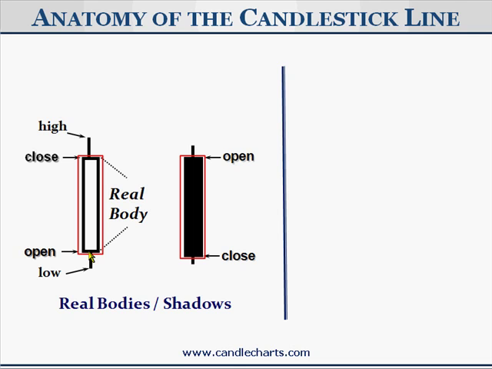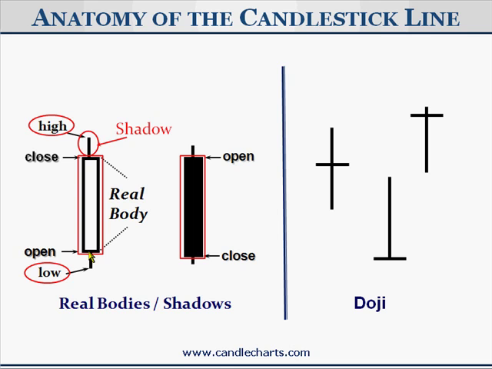The lines above and below the real body are called the shadows. So the top of the upper shadow is the high of the session, and the bottom of the lower shadow is the low of the session. Now, as the real body gets smaller and smaller, we wind up with what are called doji. These are sessions where the opening and closing are the same. They look like crosses. And a doji will tell us, the Japanese would say, for example, the market is tired.